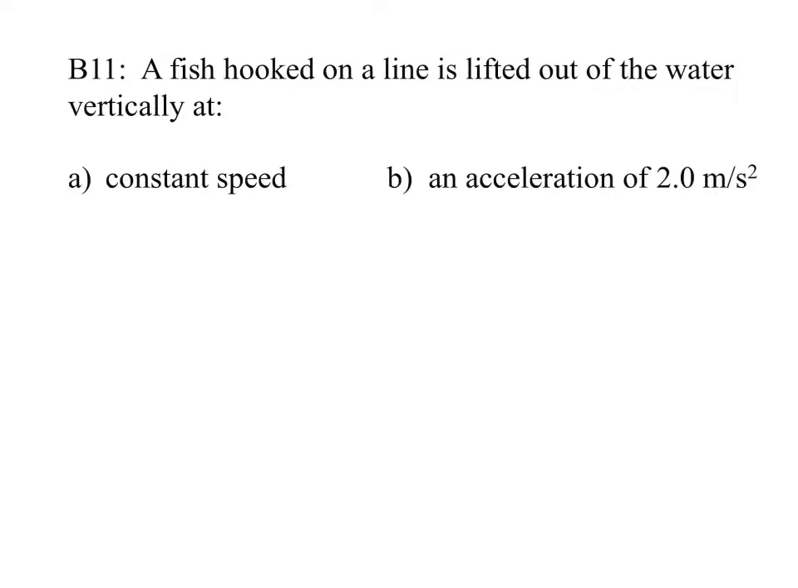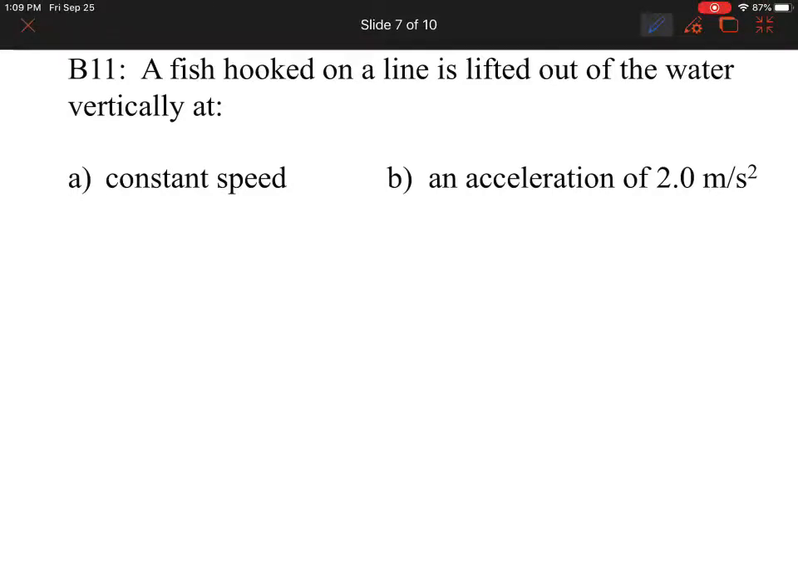Let's try one more. We have a fish hooked on a line and is lifted out of the water vertically, in one case at constant speed and in the other with an acceleration of 2 meters per second squared, I'm guessing upwards. Now, why is this special? I'm not going to draw a fish. This is the point where my drawing skills are done. So I'm just going to draw a box because that's basically what we draw for everything in physics.